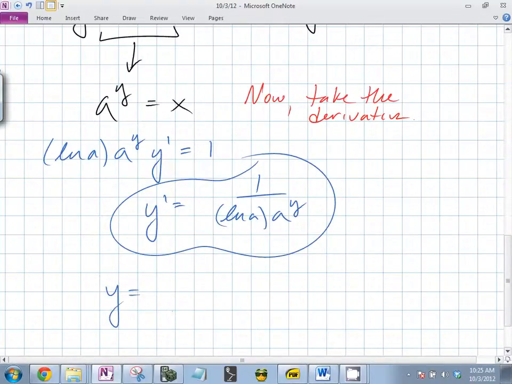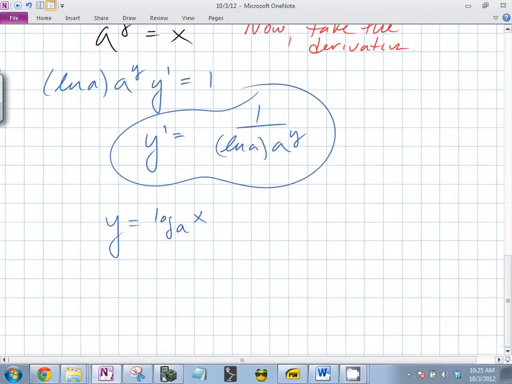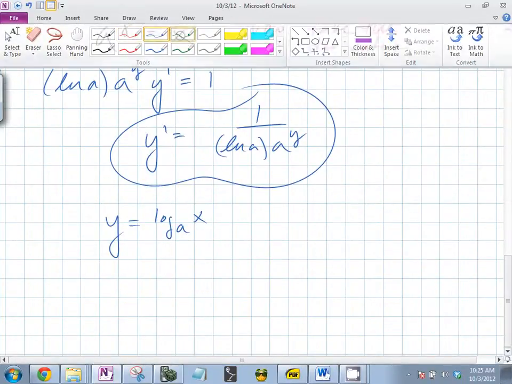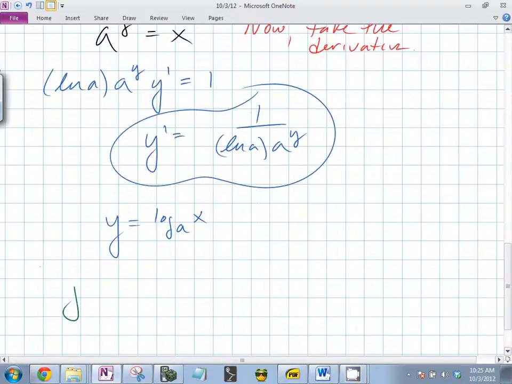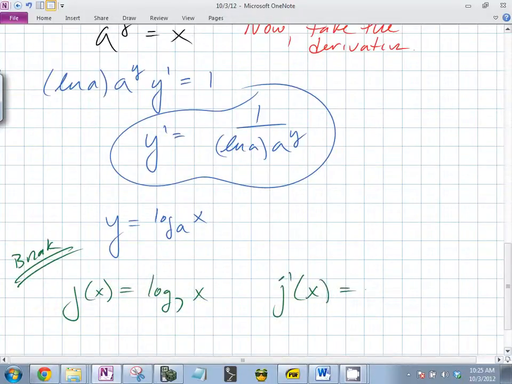base a of x. There it is, right there. For example, let's say I said j, so 2 bars means like a break. That means I'm going to go to a new idea. j of x is equal to log base 7 of x. Can someone tell me what j prime of x is?